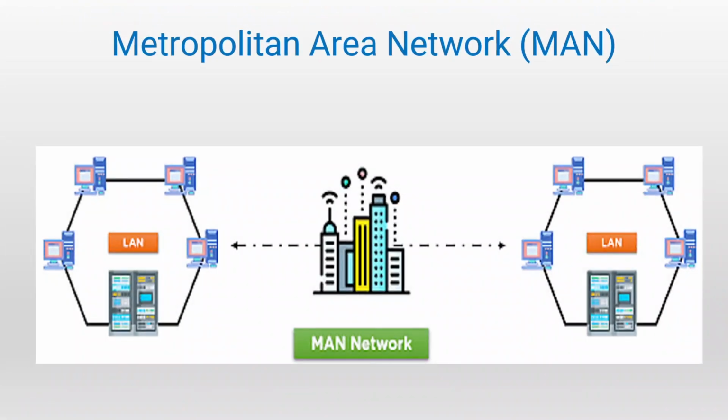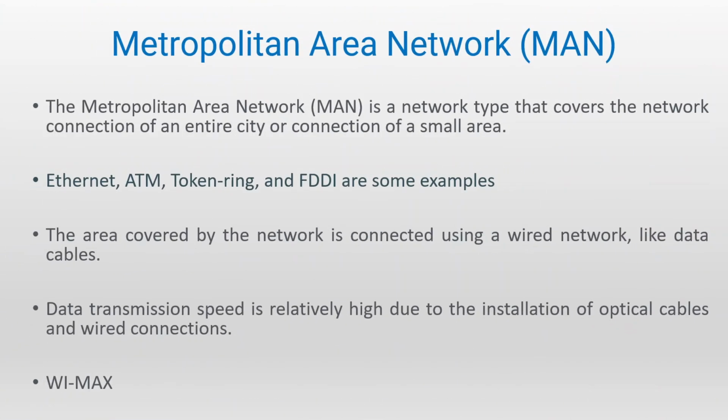Next, metropolitan area network, a MAN network. If it connects two cities, or within a city, it extends the geographical area beyond a local area network, and it is called a metropolitan area network. So a metropolitan area network is a type of network that covers the network connection of an entire city or a small area. Ethernet, ATM, and token ring are some examples.